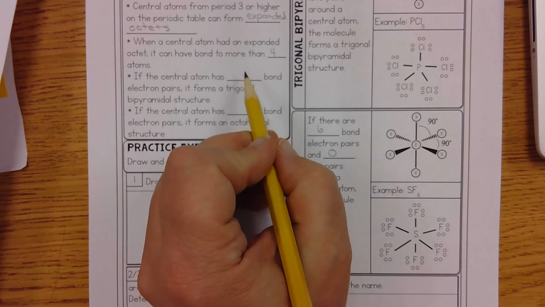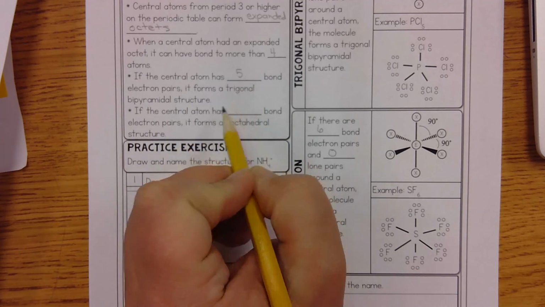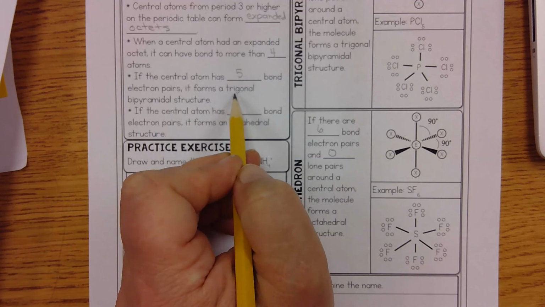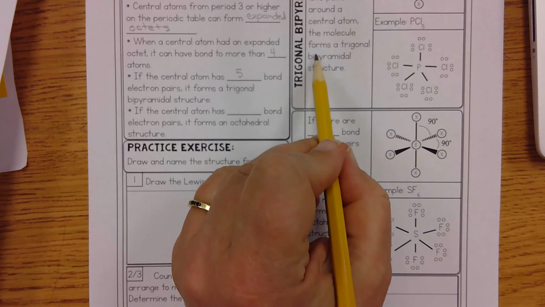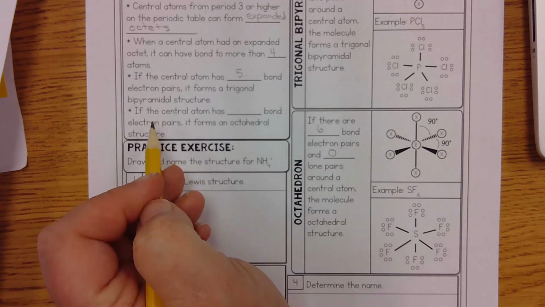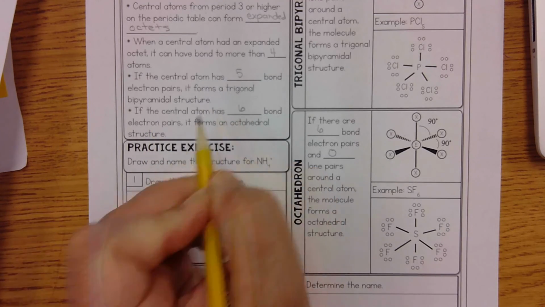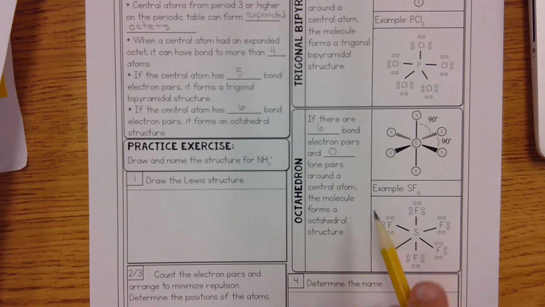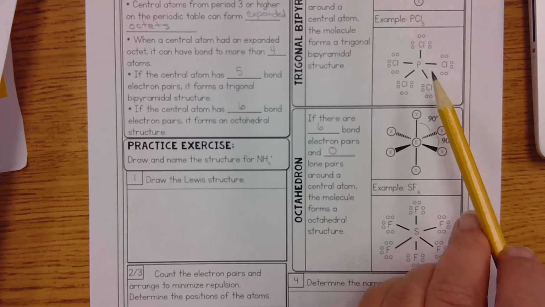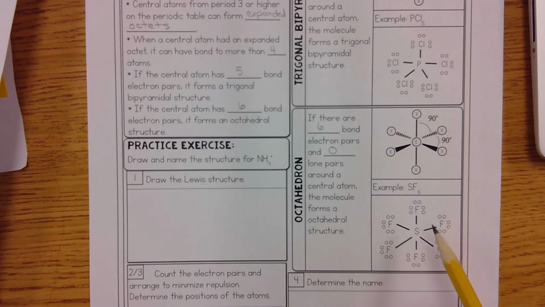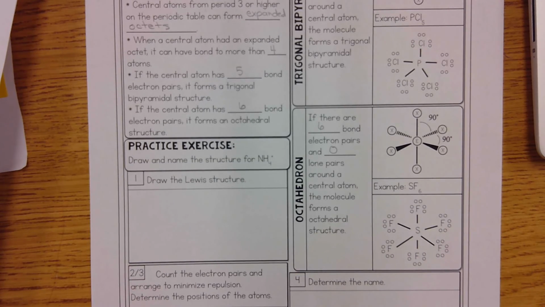So if that central atom has 5 electron pairs, it's a trigonal bipyramidal structure, same as this. If the central atom has 6 pairs, the octahedron. Right? So those are expanded octets. You can see there are more than 8 electrons around those central atoms.